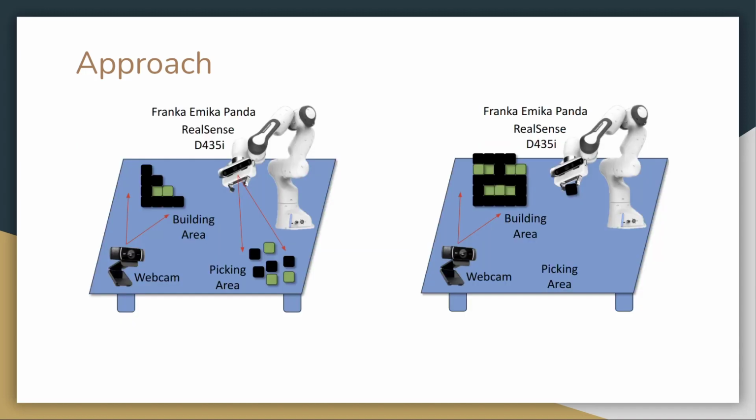Here's our setup. The workspace is separated into a picking area and a building area. The Panda arm is equipped with a D435 depth camera. With the camera, the arm can know the pose and the color of the blocks. Every time, the Panda arm will pick the correct block and put it onto the building area. After every build, the webcam will check the current state against the plan given by the planner. If the current state is not as planned, the webcam will send the current state to the planner to ask it to replan according to the current state.